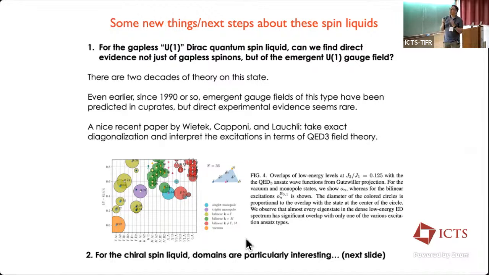So now, if we really have this U(1) Dirac quantum spin liquid, so I didn't talk about it, but in addition to those gapless spinons, there's supposed to be a gauge field that binds them, then there ought to be excitations like monopoles of the gauge field and so on that we could look for. And I really like this recent paper by these three people, because they decided, well, if we could do exact diagonalization and look at all the energy levels, can we map them onto different kinds of gauge excitations, like monopole or bilinear fermion or whatever?